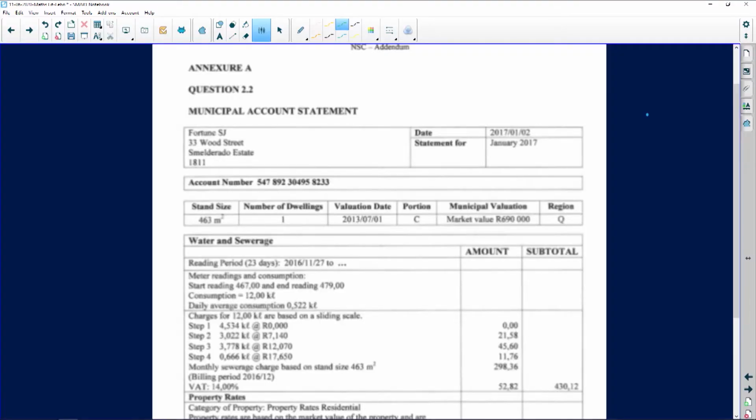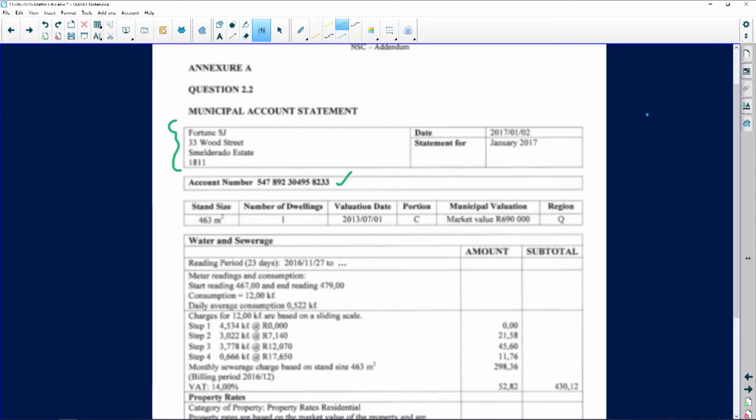So it says municipal account statement. So we've got the name of the person over here, Fortune SJ. We've got the address, 33 Wood Street, so on and so on. We've got the date, and this is a statement for January 2017. So we've got the account number, nice long account number going on over there, and then going forward as well, we've got the stand size. You know, we've been given all this information about this stand, and we've got the valuation date as well. Number of dwellings means how many houses are in that stand, and then we've got the portion, so on and so on.